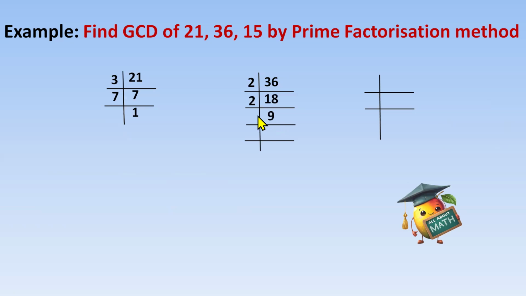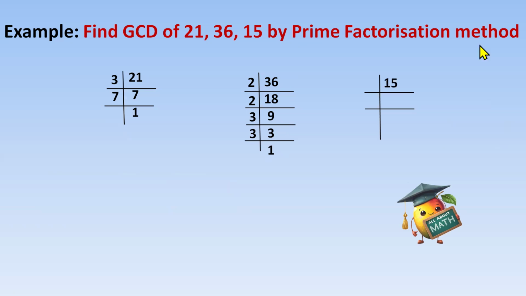So we'll check for 3. After 2, the prime number is 3. Does 9 come in 3 table? Yes. So 3, where it comes, 3 threes are 9. Now again, we do not have 1 still. So 3 is again a prime number. So 3 will not go with 2. 3 will go with 3 only. 3 ones are 3. So we got 1 here. So the prime factorization of 36 is 2 multiply 2 multiply 3 multiply 3.